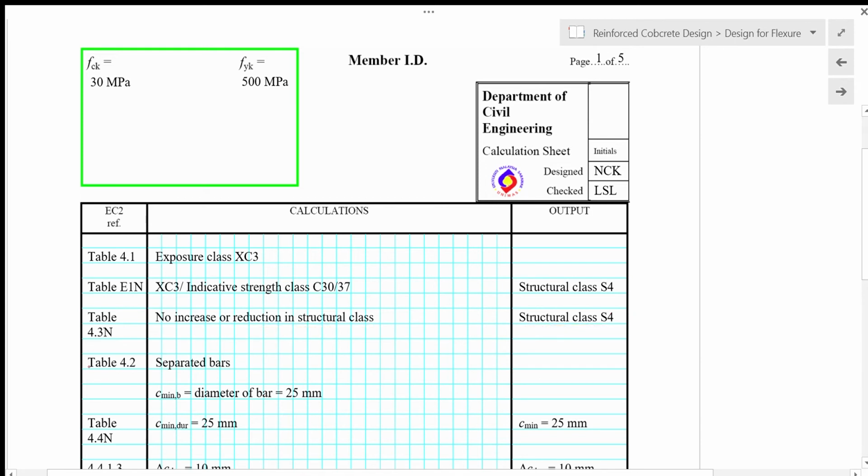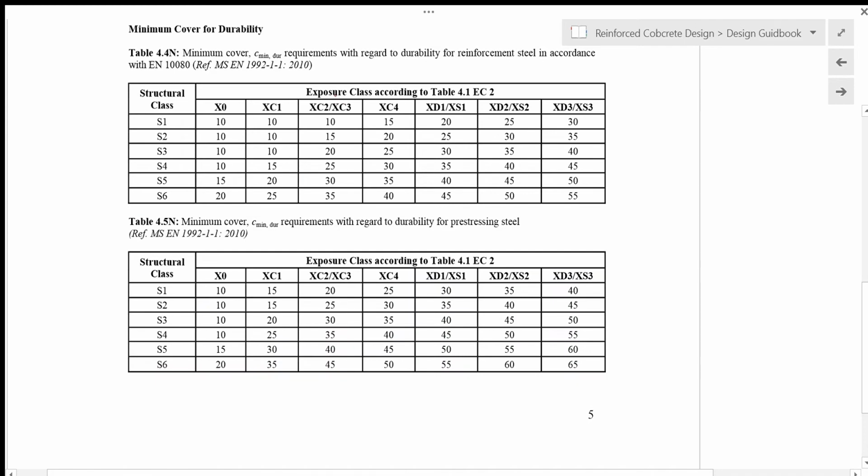And then from table 4.2 of Eurocode 2, for XC3 and structure class S4, then the c_min,dur is 25 mm.